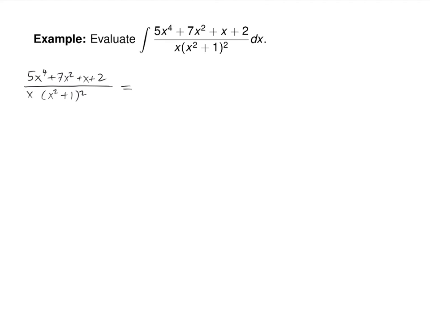So first of all, do you believe that if you were to expand and multiply, the denominator's degree is bigger than the numerator's? Yes, because x squared plus 1 squared ends up with an x to the 4th in there somehow, times the x means x to the 5th. Okay, so we're good to go there. Now, you have an a over x for the linear factor. You have a bx plus c for the quadratic. And then you have another one, dx plus e, over (x squared plus 1) squared.